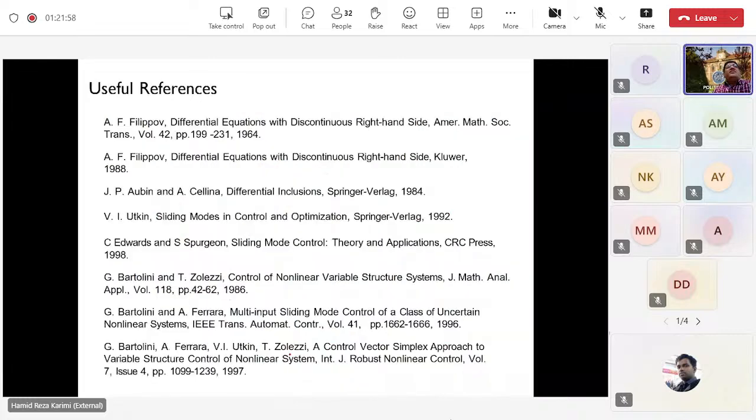Here there are some interesting textbooks for you. If you are interested, you can also look at some fundamental aspects of sliding mode control. There are a lot of interesting works from Professor Utkin and from Professor Ferrara. You can find these textbooks for your interest.